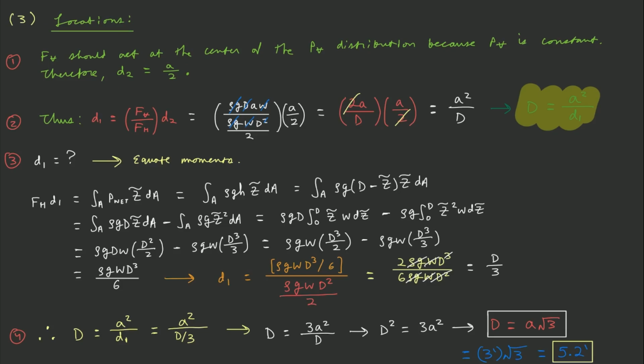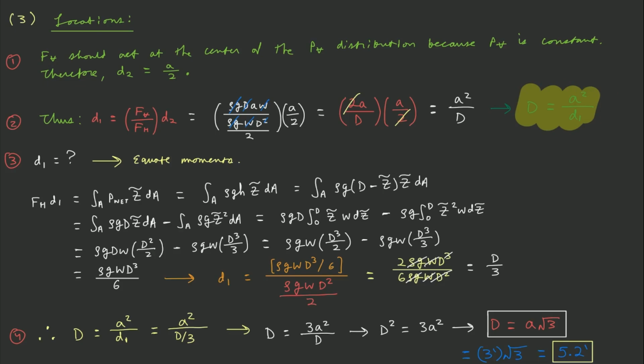Therefore, since we know that D2 is equal to A over 2, and we have an equation for D1, we could plug in D2, and this is, again, the result from the sum of the moments. We plug in D2 to this equation, and we end up getting that D1 is equal to A squared over D. Just rearranging that equation, we get that D is equal to A squared over D1. So this is an equation for the depth D. And we know what A is, we just don't know what D1 is.